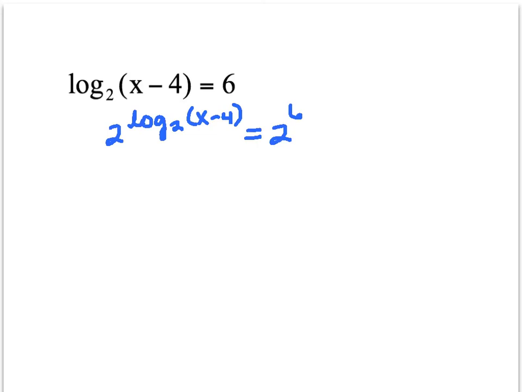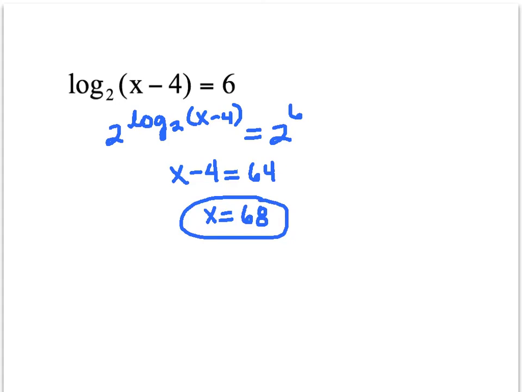Now that I have a 2 raised to a log base 2, I know that my expression is equal to x minus 4. And on the other side, 2 raised to the 6th power is equal to 64. I again now have a linear equation. I'm going to add 4 to both sides, and x is going to be equal to 68. My solution is x is 68.